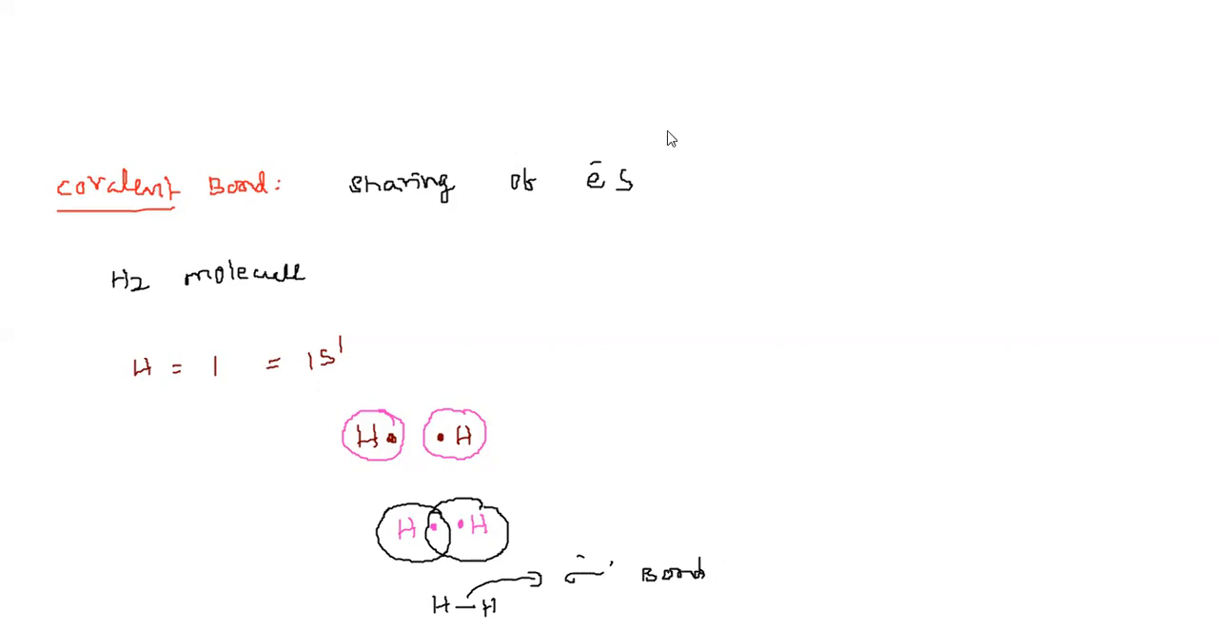For example, if they ask how CO2 is formed, first you have to find out the central element. The less electronegative element is the central element. Here the less electronegative element is carbon, so carbon is the central element.